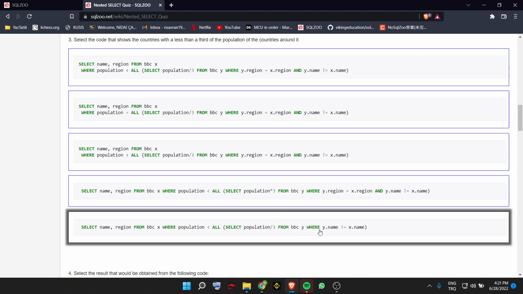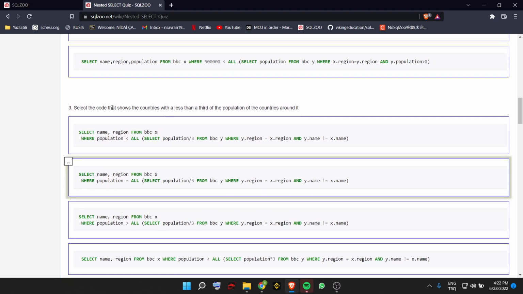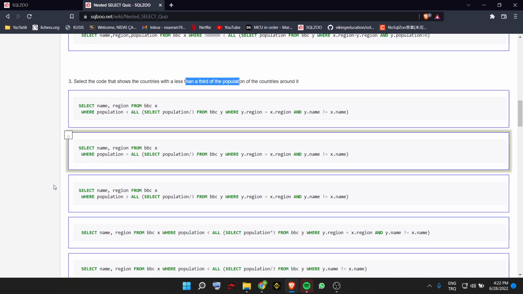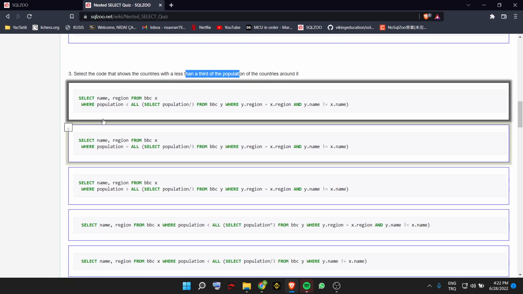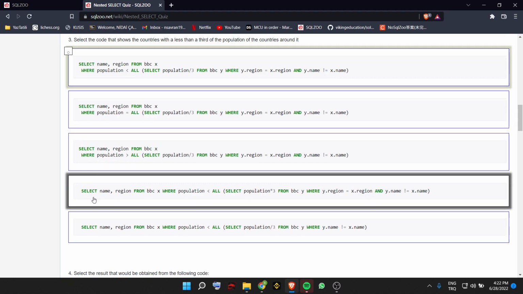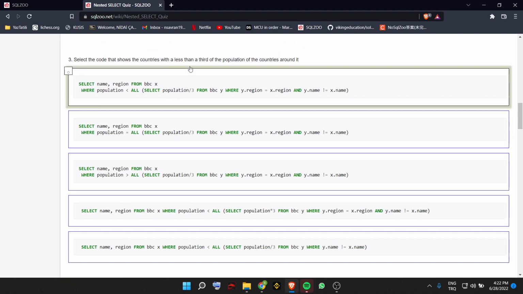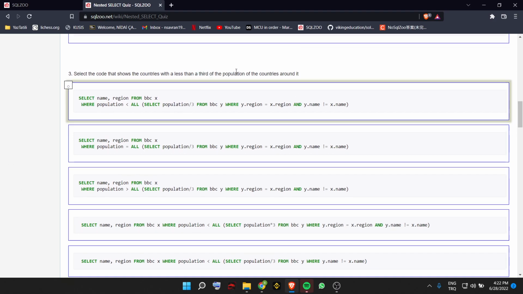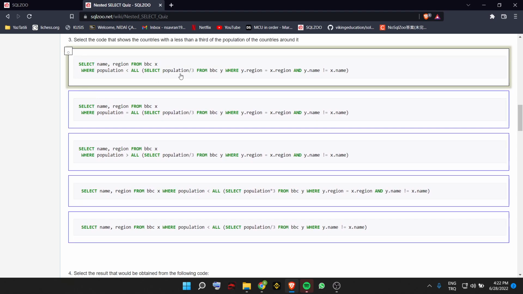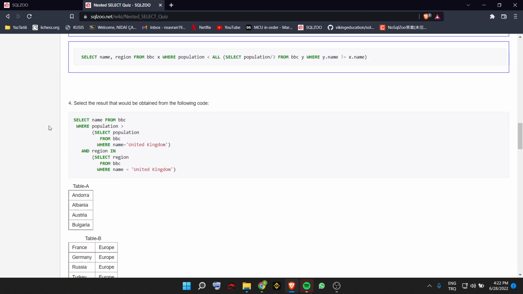Let's see. In E, it doesn't say region equals x.region. It says the population is smaller, so we pick the, oh, it's this. Sorry, we pick the smaller sign, not bigger sign or equal sign, and we have these three things, and it says a third of the population, so it means population divided by 3. The correct answer is A.